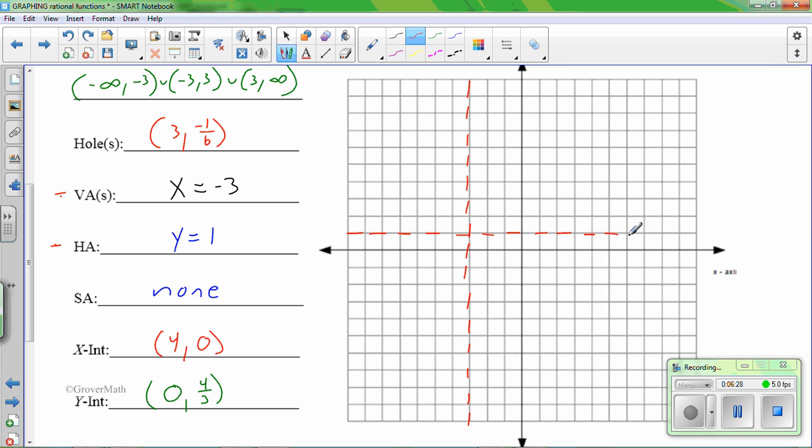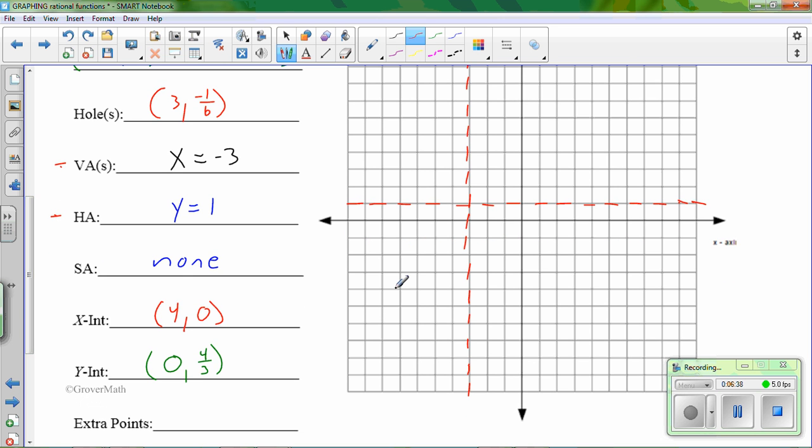Here we go. Then we have a couple of intercepts. It's probably the next best thing to do. So we have an x-intercept at (4, 0). So that's right here. Make it a nice big point.